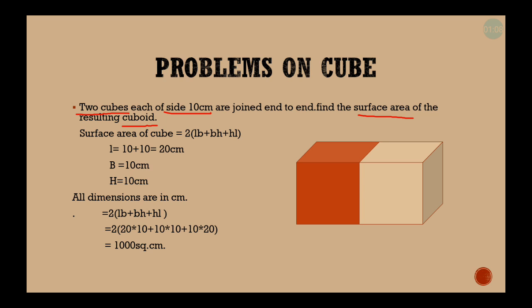The formula is 2 into (LB plus BH plus HL). L is length, B is breadth, H is height. To find the length, we get 10 plus 10 equal to 20 centimeter. Why? Because for the two cubes, the two lengths are 10 and 10. Breadth will be the same, 10 centimeter. H is also 10 centimeter. So when we apply the formula, 2 into (20 into 10 plus 10 into 10 plus 10 into 20), we get the value as 1000 centimeter square.